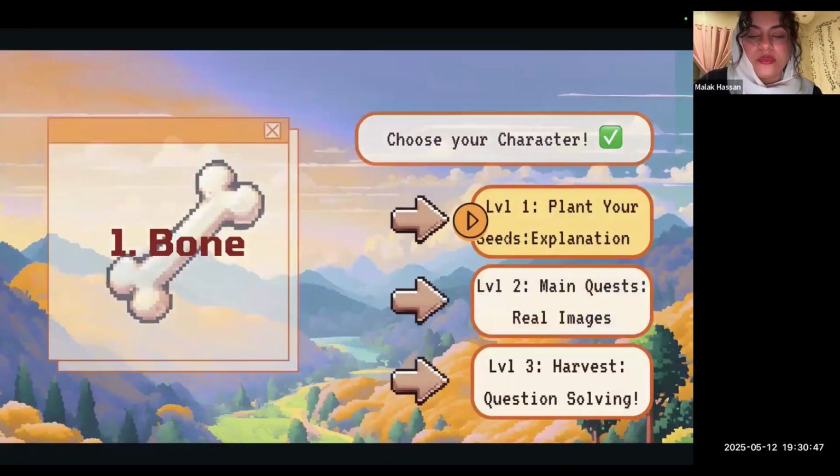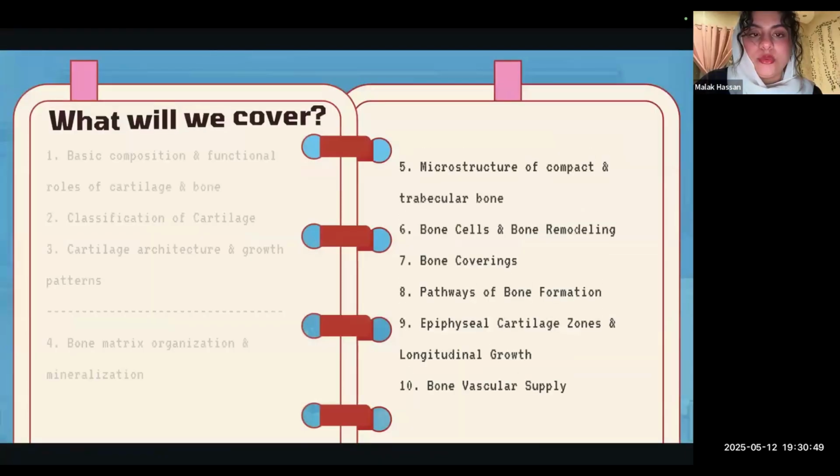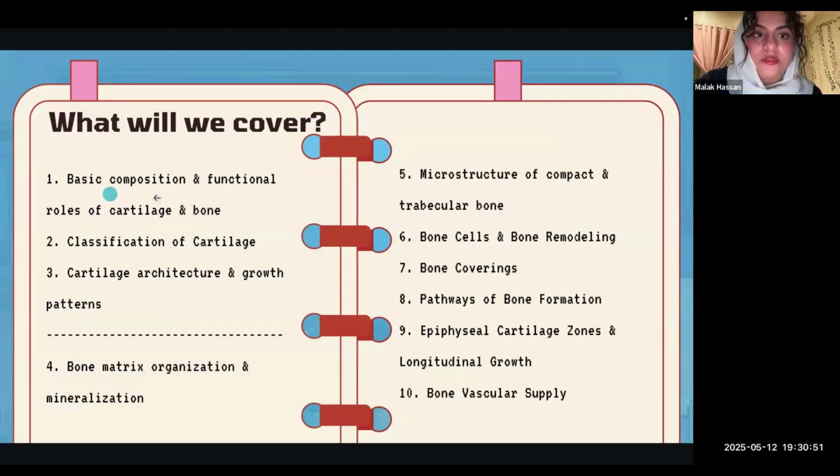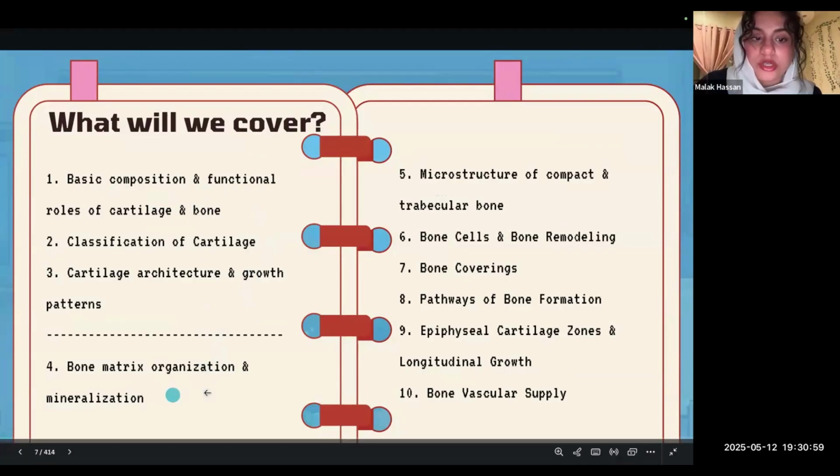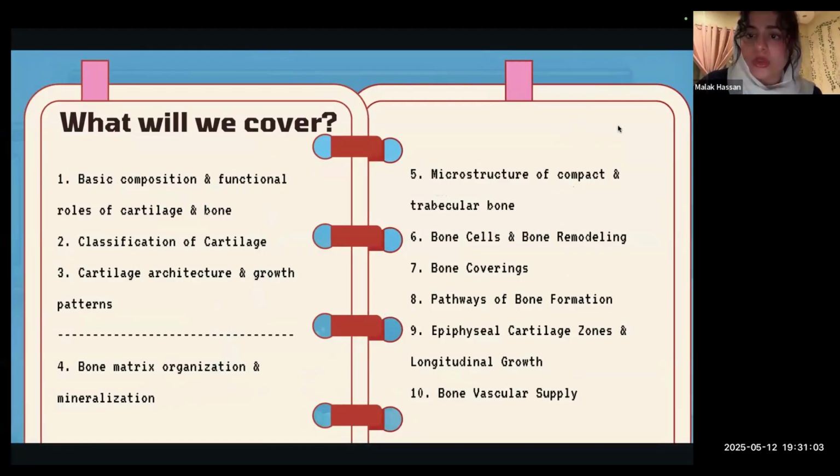Okay, so first of all, what are we going to cover today? We're going to cover the basic composition and the functional roles of cartilage and bone, classification of cartilage, cartilage architecture and growth, and then we're going to move on to bone. We're going to talk about bone matrix, organization, and mineralization.